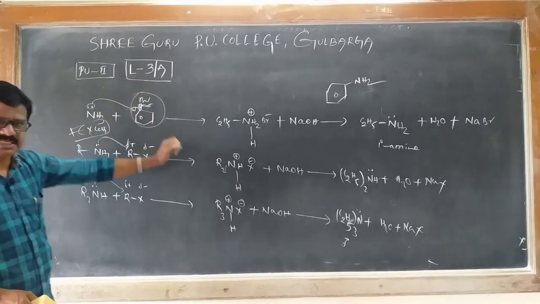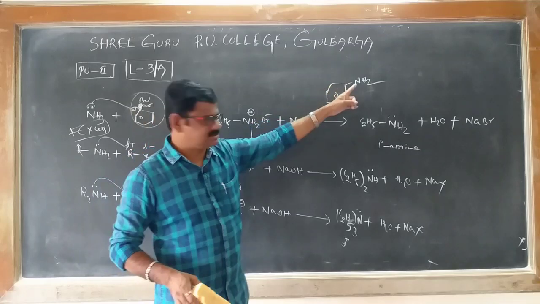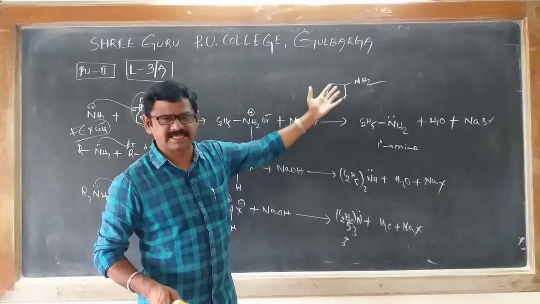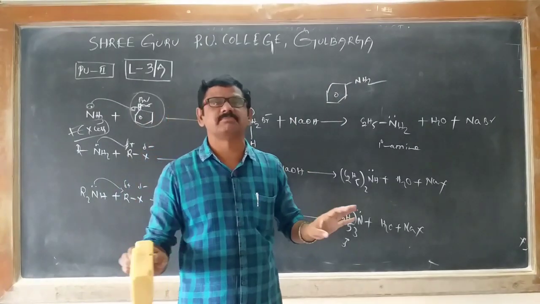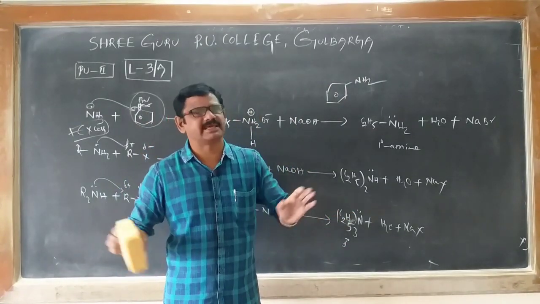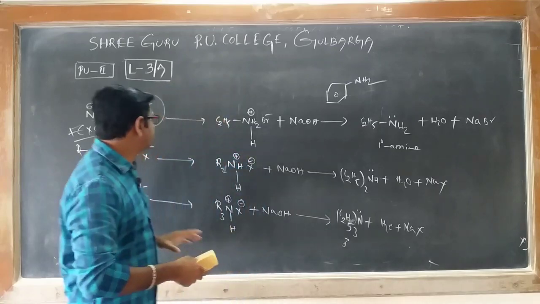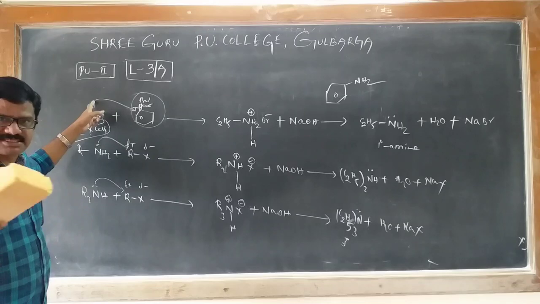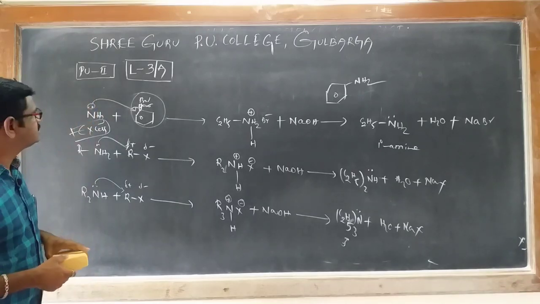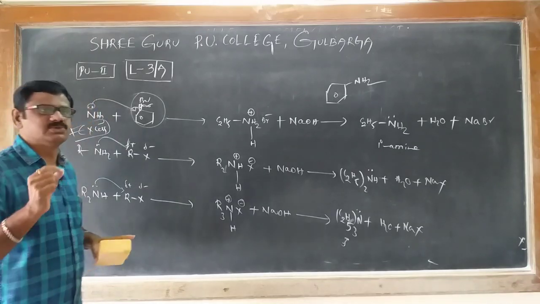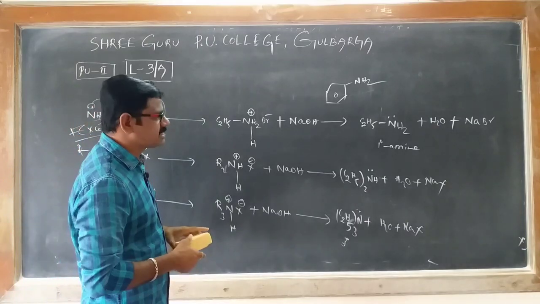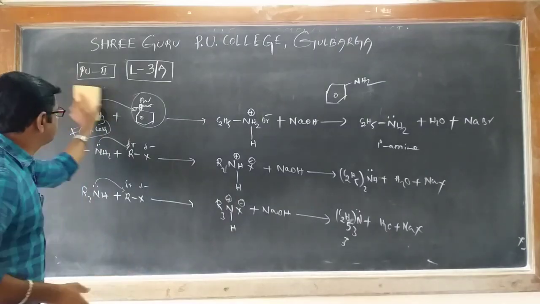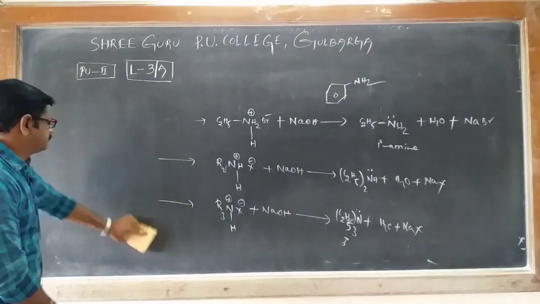That's why from this method, an amino benzene, that is nothing but aniline, we cannot prepare. Aryl amines we cannot prepare, because haloarenes are less reactive towards nucleophilic substitution reaction. That's it. This is the second preparation to get amines, called Hoffmann's ammonolysis process. Then we'll go to the third preparation.